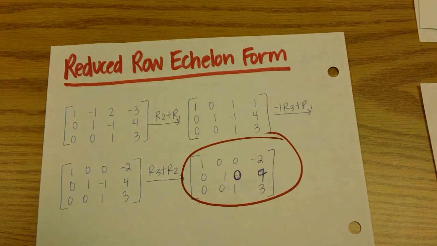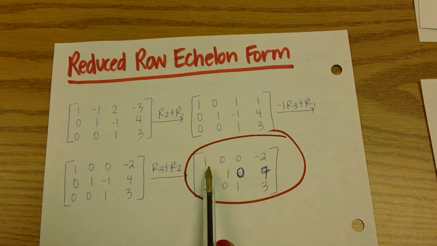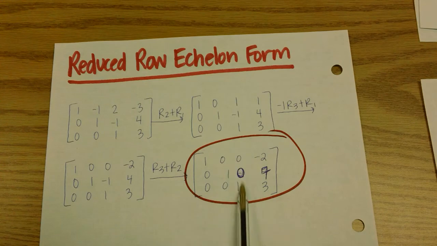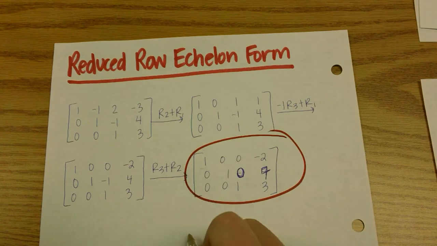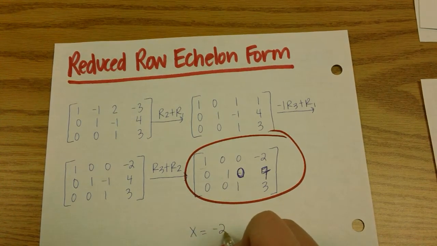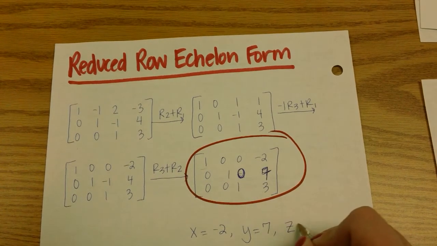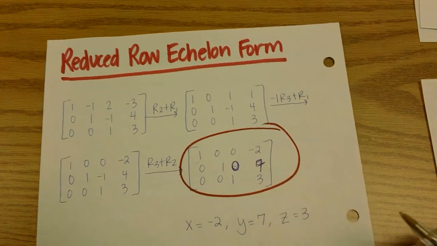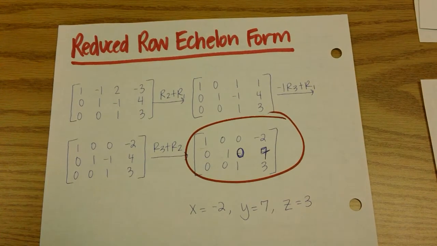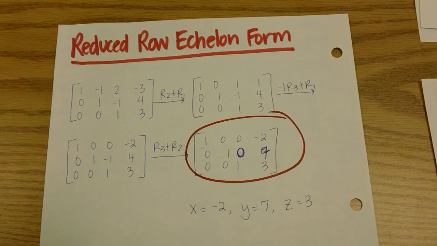What's really nice here is if you think about it, this is our x column, our y column, and our z column. So this means that x equals -2, y equals 7, and z equals 3. Okay, so you can just find that very quickly by doing that.